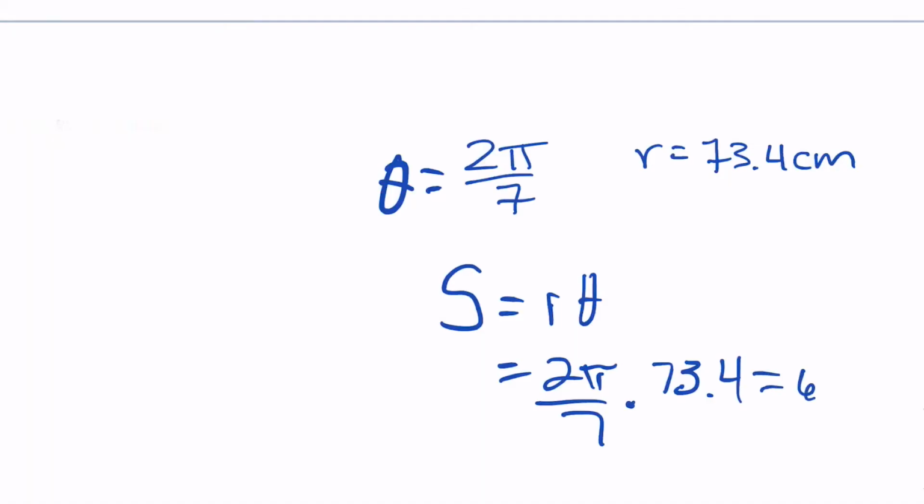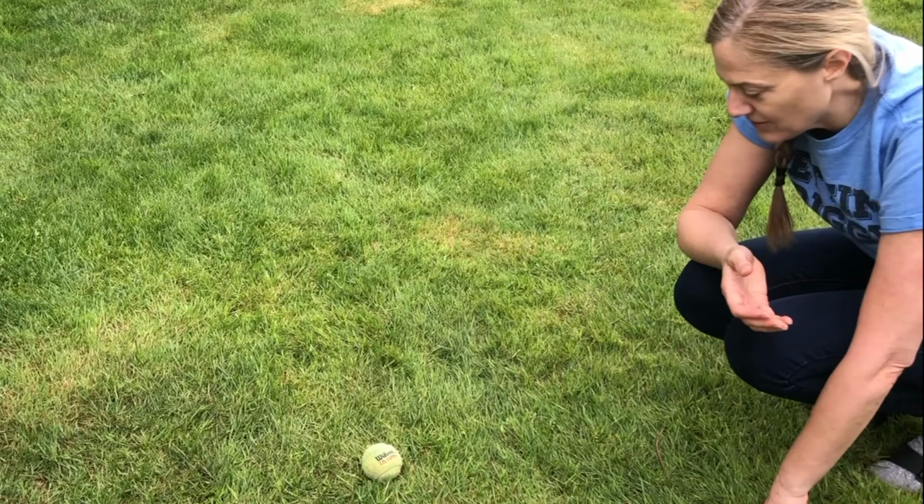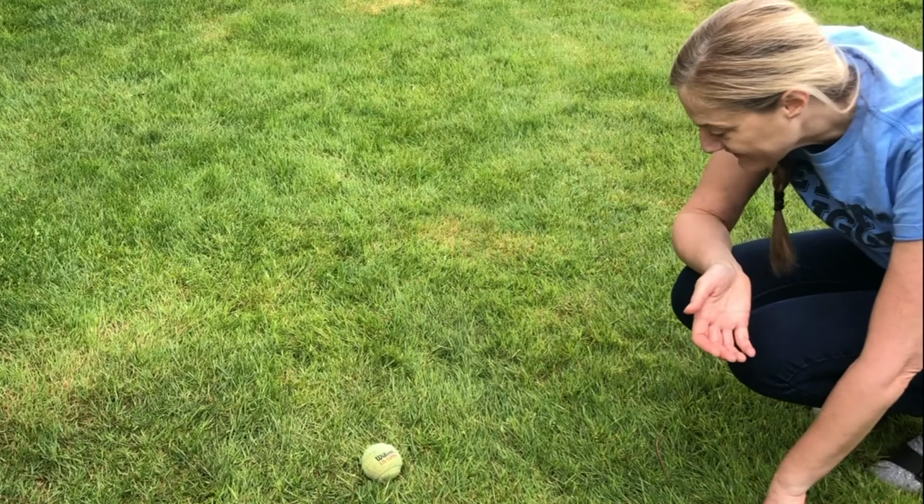Okay, so 65.883 dot, dot, dot. Then that rounded to the tenth is going to be 65.9, and you said centimeters. Done. What do we do after, having that dance party and all that?